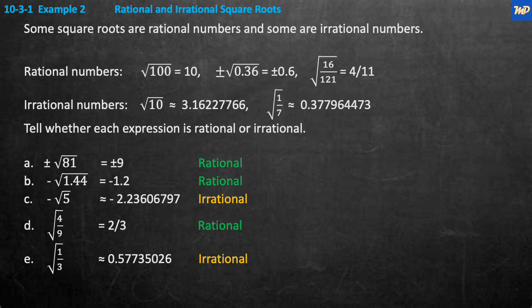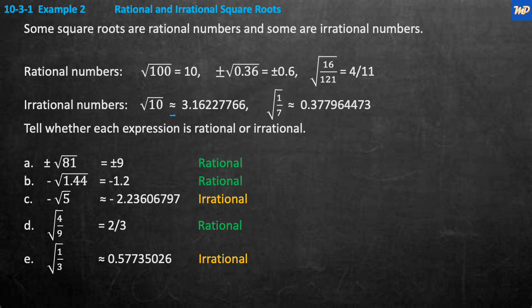Okay? So, how about irrational numbers? The square root of 10 is irrational. Look at that, because if you run it through your calculator, it's approximately 3.162277766, and it goes on and on and it never ends. Irrational. How about the square root of 1/7? If you run your calculator, it's approximately equal to 0.377964473, and on and on. And you cannot define what it is. Okay?